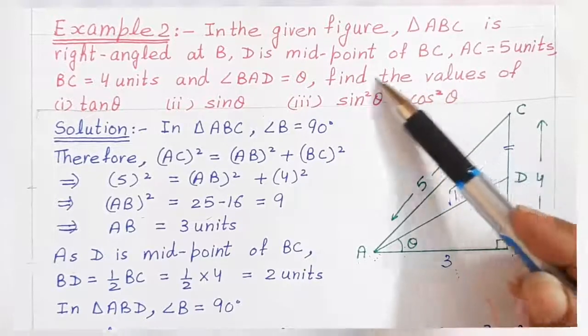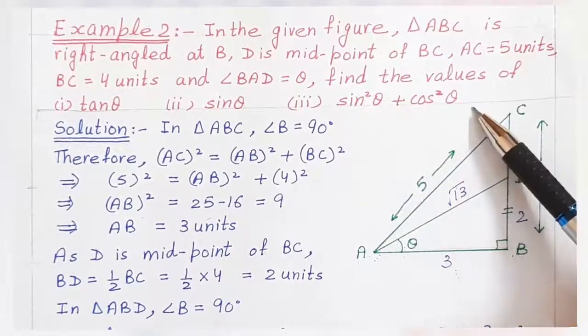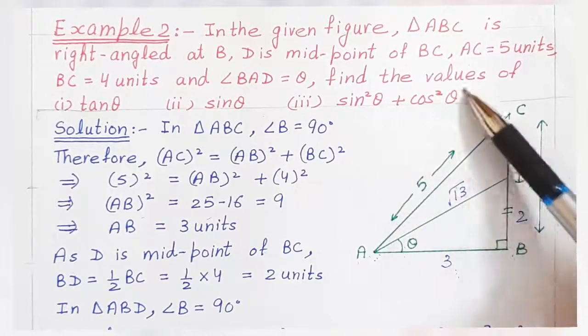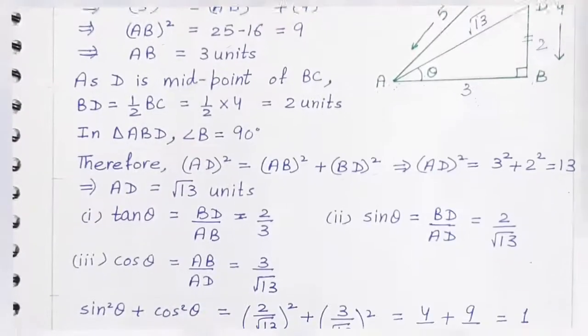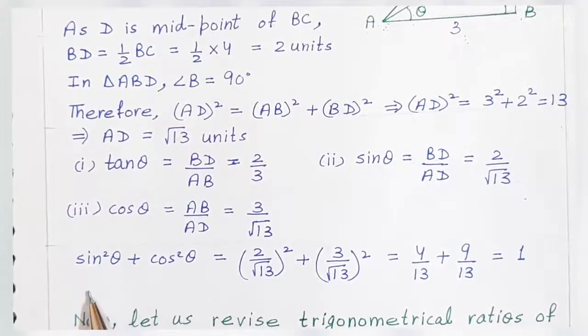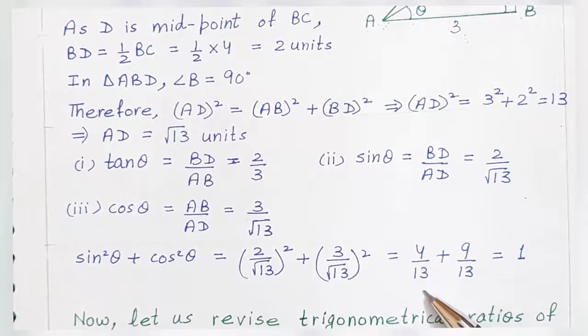Now the third part is sine square theta plus cos square theta. Now students, it is actually an identity where sine square theta plus cos square theta is always 1. But we cannot write 1 directly here. Let us substitute the values. So when you substitute the values, you can see that sine square theta is 2 upon under root 13 square and cos square theta is 3 upon under root 13 square. So it is 4 upon 13 plus 9 upon 13. Now 4 plus 9 is 13. So 13 by 13 is 1. Is it clear?